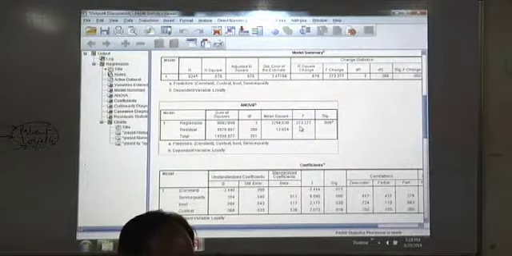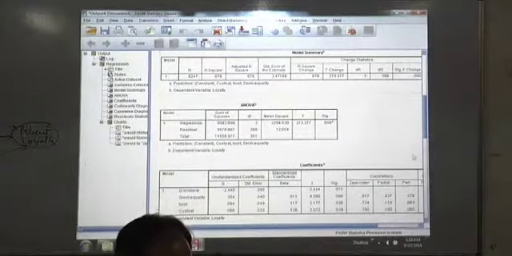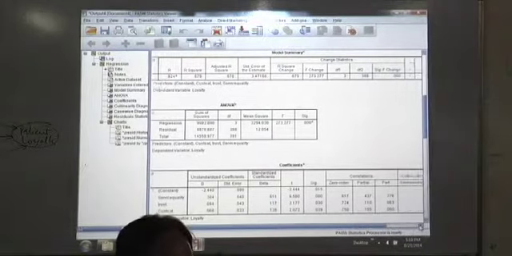Again, the F value is significant. I said, look at the Durbin-Watson.